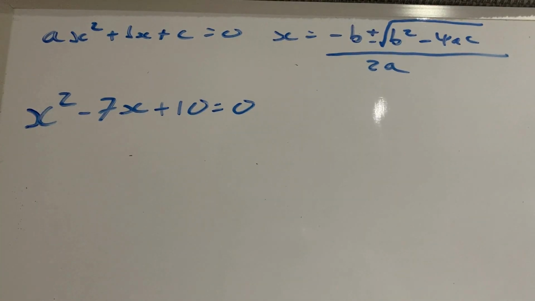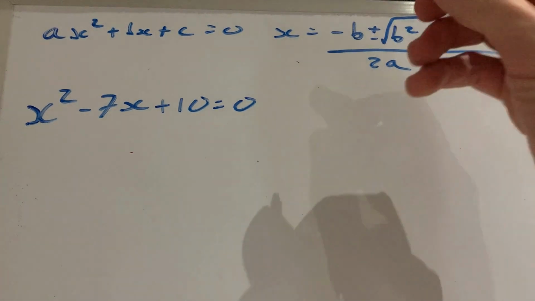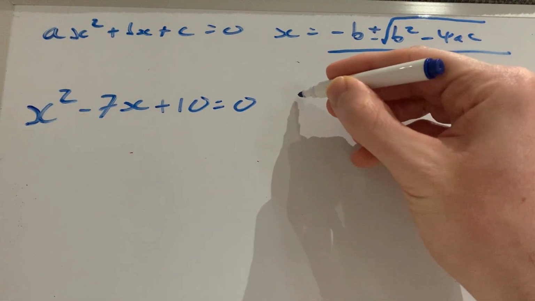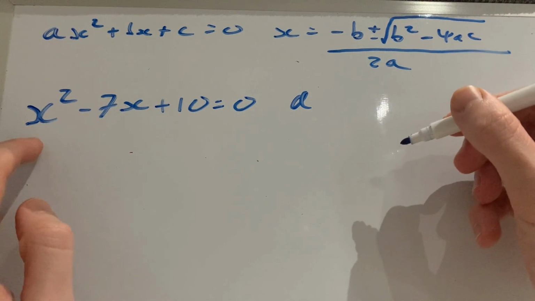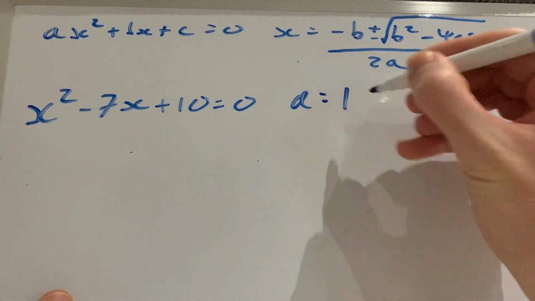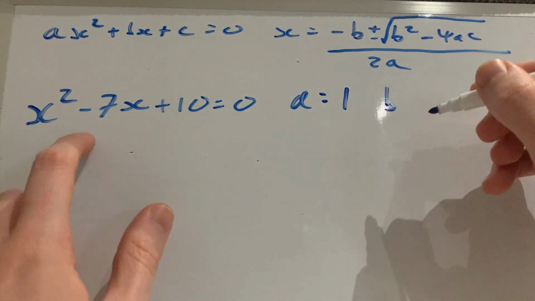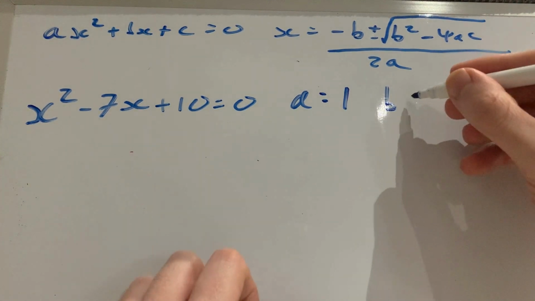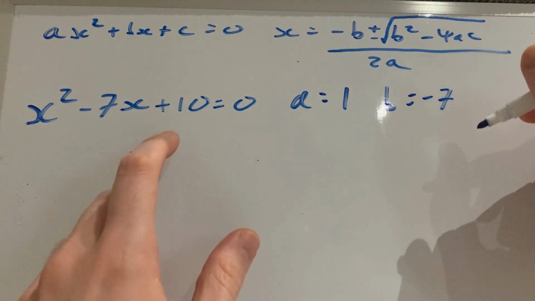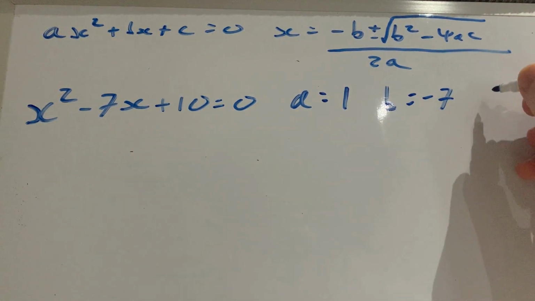Okay, so for our first example, we're going to do x squared minus 7x plus 10 equals 0. So a pretty standard first example. What we're going to do is write down what a, b, and c are. In this case, a, the coefficient of x squared, is 1, so a is 1. The coefficient of x is minus 7, so b is minus 7. And then the constant term is 10, so c is 10.